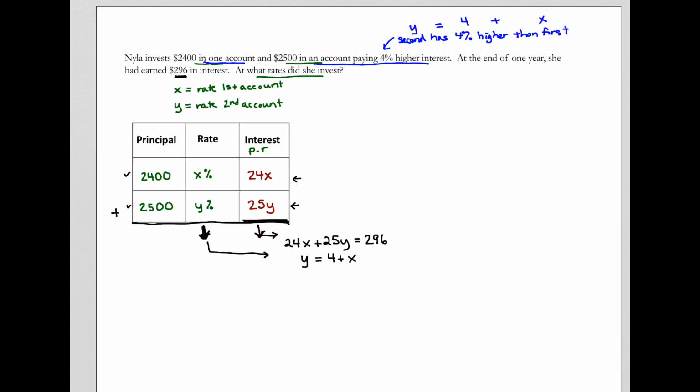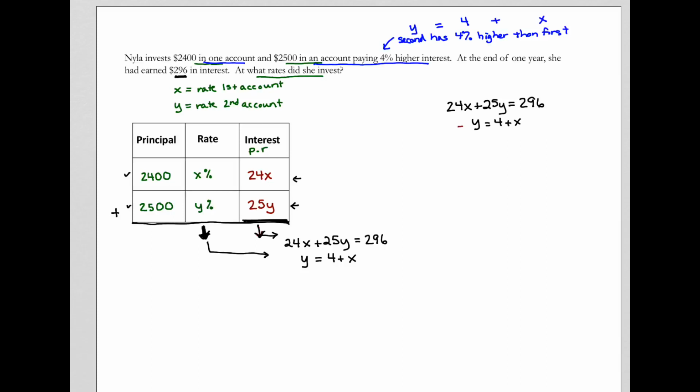Let me write it down again. 24x plus 25y equals 296. y equals 4 plus x. This is now a system of linear equations, and it's set up beautifully for us to apply the substitution method. Do you recall the substitution method? The substitution method is when we pick one of the equations and solve for a variable.